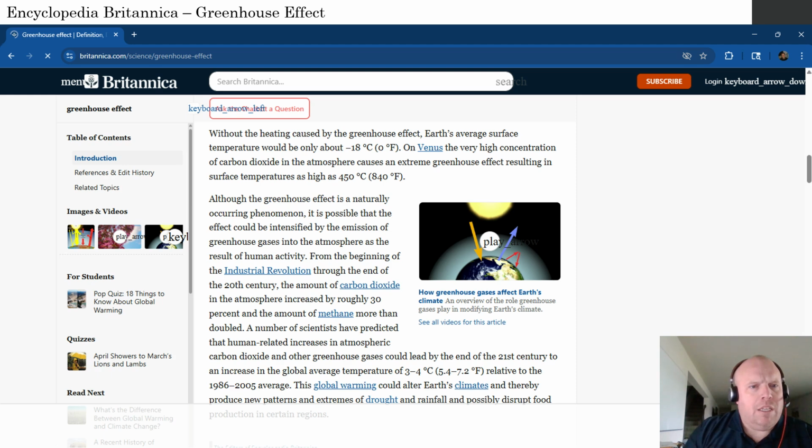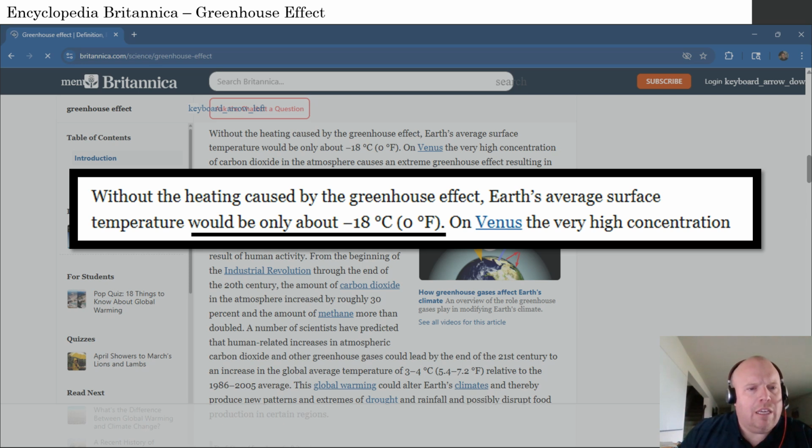Similarly, Encyclopedia Britannica claims that without the heating caused by the greenhouse effect, Earth's average surface temperature would be only about negative 18 degrees Celsius. Okay, so we take this negative 18 degrees Celsius, you add 33 degrees Celsius, and you get the average surface temperature of the Earth of 15 degrees Celsius. Now, 15 degrees Celsius, for those who know Fahrenheit, that's 59 degrees Fahrenheit.